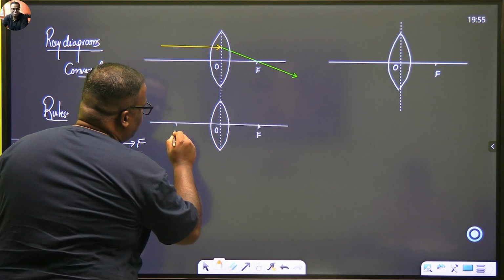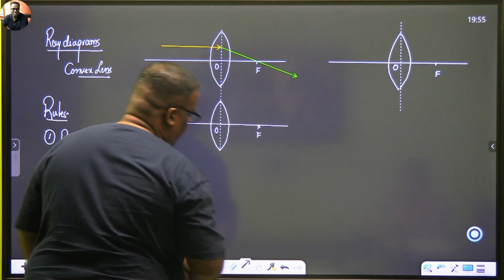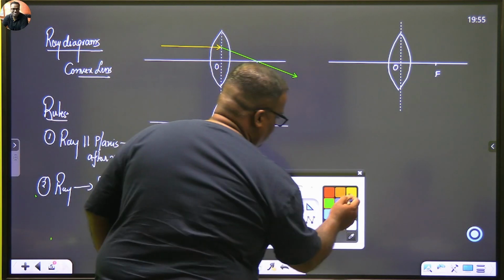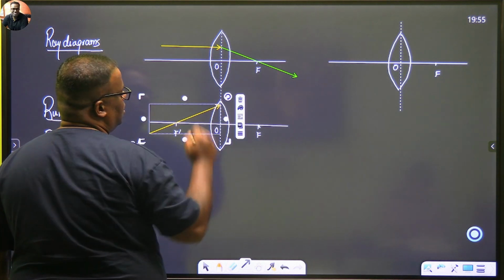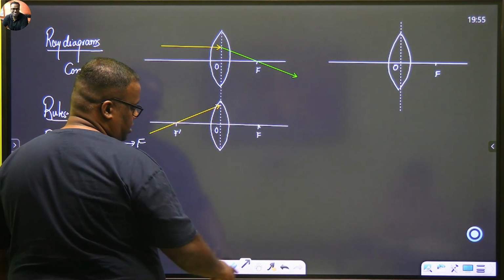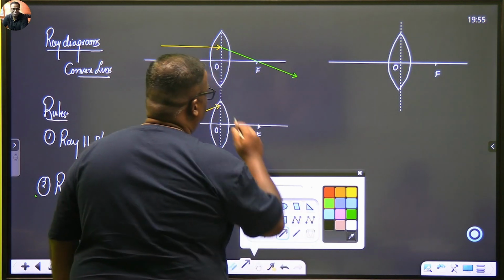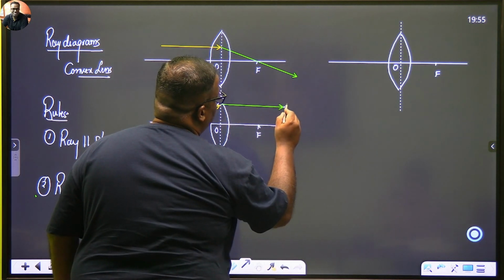The secondary focus. So a ray of light that passes through the focus like this and hits the lens will become parallel to the principal axis. Just the reverse of the earlier one.